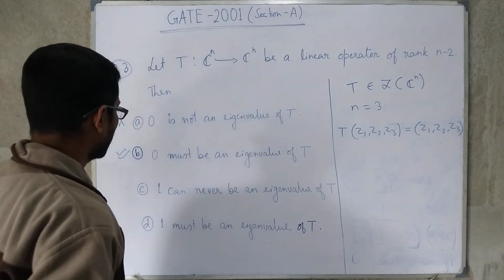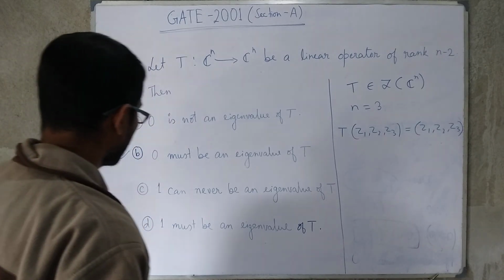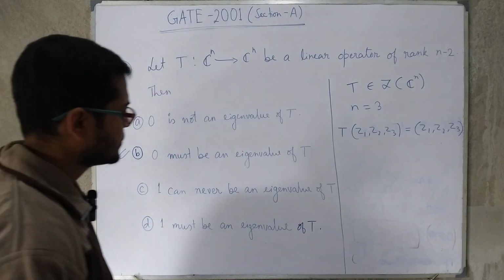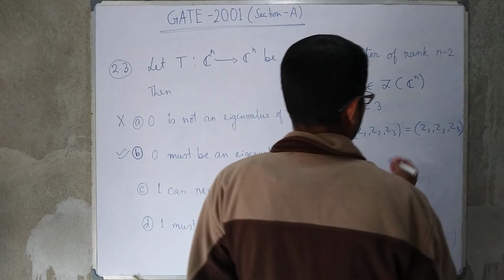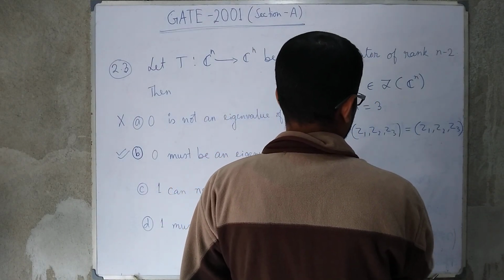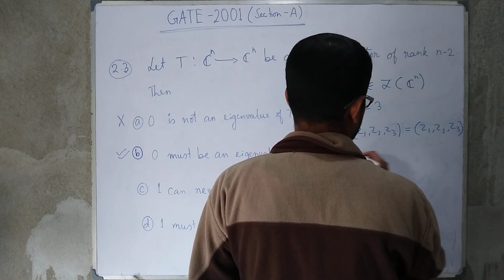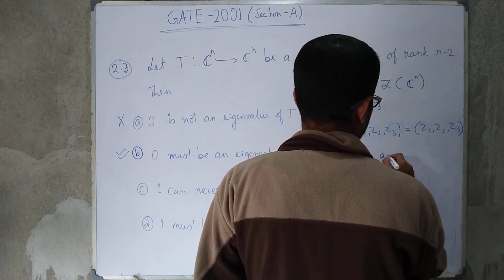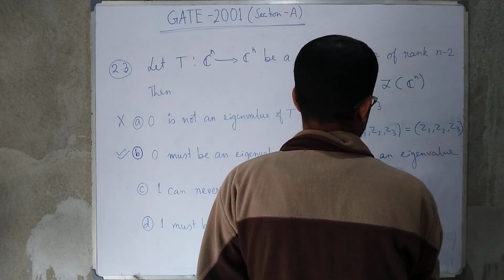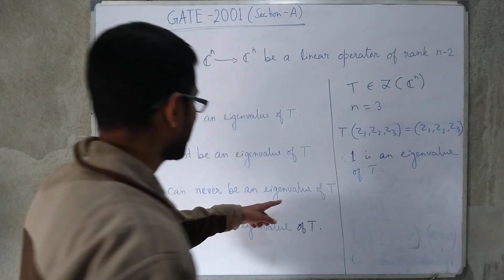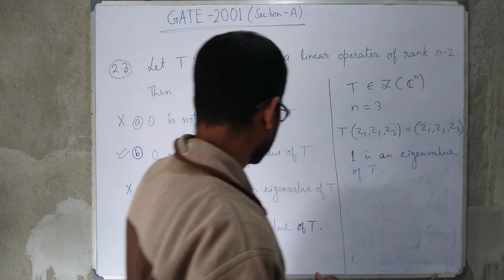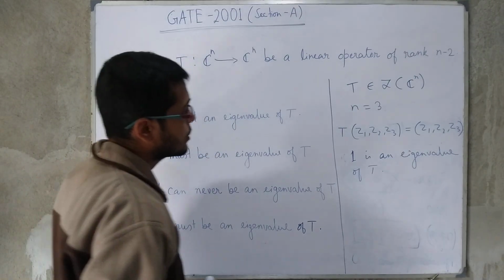Now we have to check whether 1 must be or can never be an eigenvalue of T. You can see that 1 is an eigenvalue of T, because if we take this identity operator, 1 is an eigenvalue. So the option that 1 can never be an eigenvalue of T is false. And for 1 must be an eigenvalue of T, we have to check option D also.